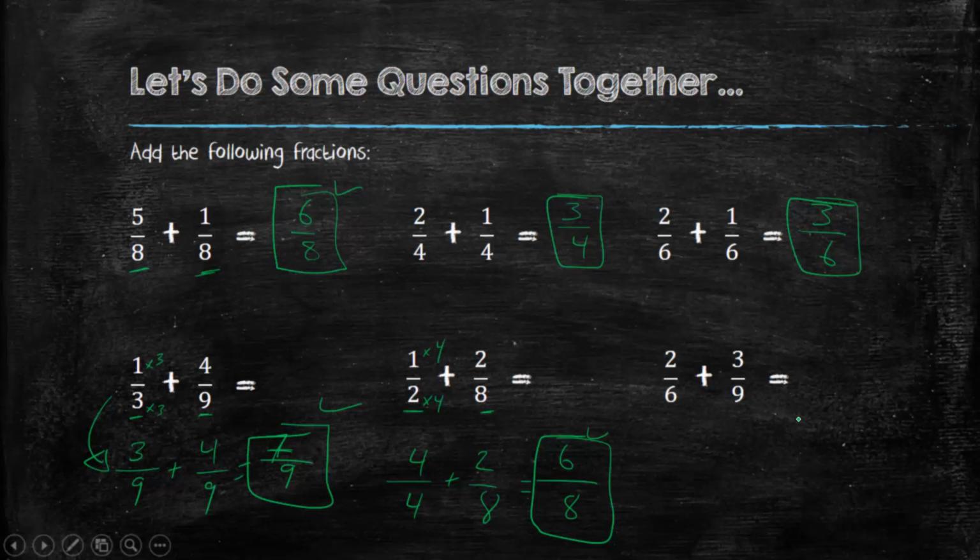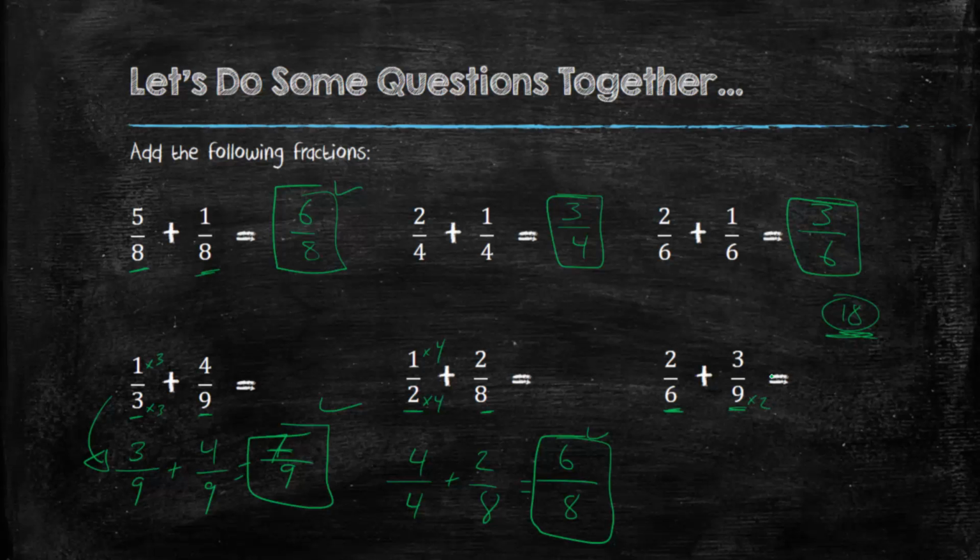This is really tricky. 2 over 6 plus 3 over 9. The denominators here are obviously different, so we have to find a common denominator. Now we can't multiply 6 by a whole number to get a 9. We can't do that. So here we're actually going to have to change both fractions so that both fractions have a common denominator. Well, a common multiple of 9 and 6 is 18, right? And that's where you really know your times table.